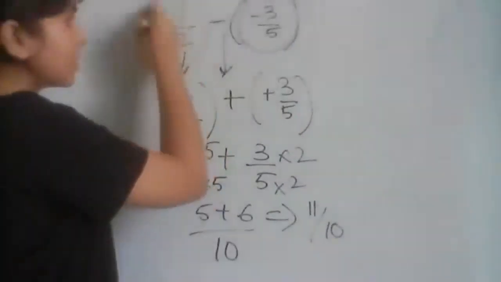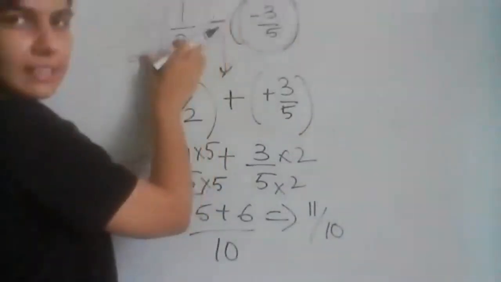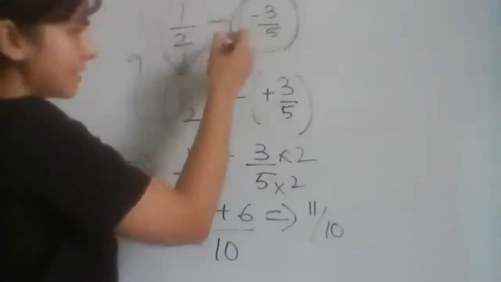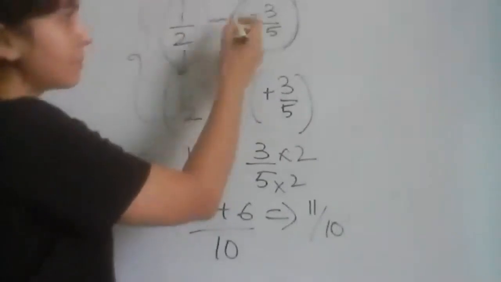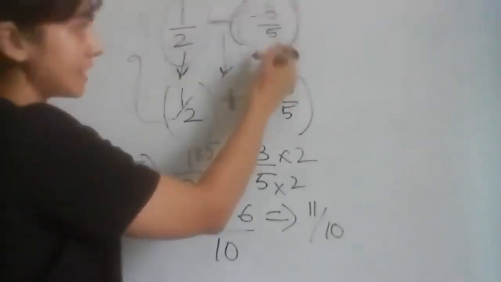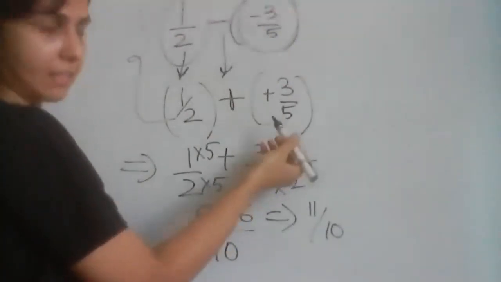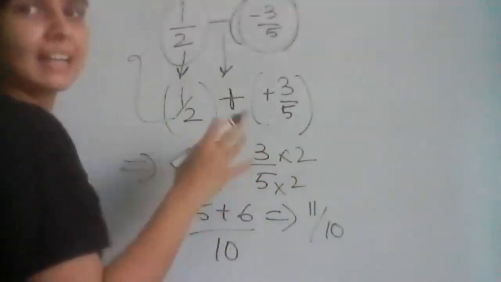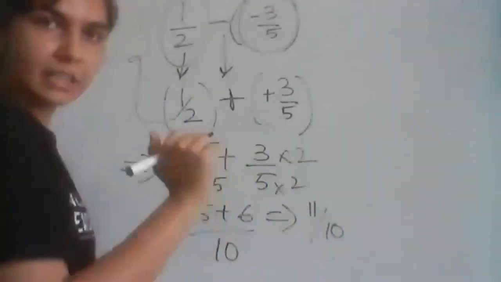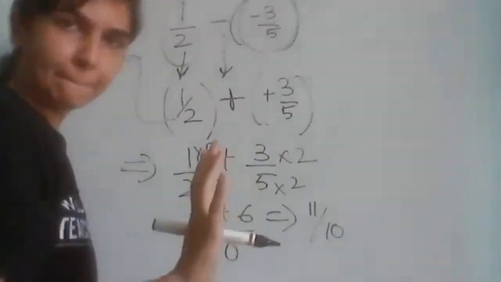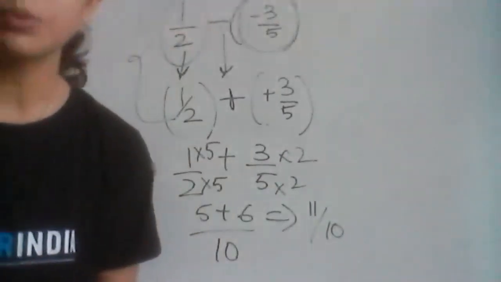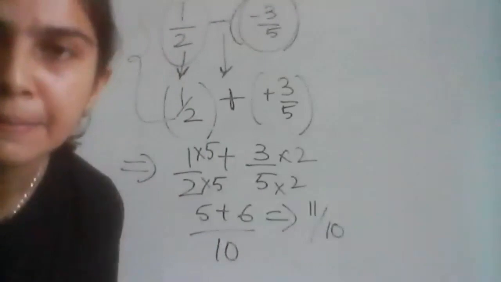This part you understood, where the first rational number you take as it is, you change minus into plus and take the additive inverse of the second number, which is minus 3 by 5, which becomes plus 3 by 5. And then you add as you add normal rational numbers. Has everyone understood this part? Please show me a thumbs up if you have. Yes Manoj, you have raised your hand.